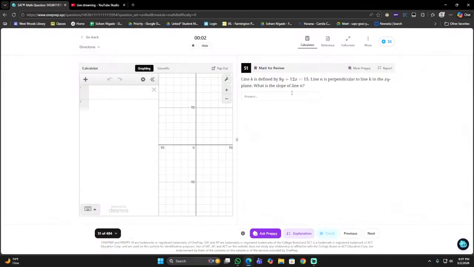All right, perpendicular, dude. We have done these questions so much. This is mental. Minus 12 over 9, 9 over 12, bro. Are we serious right now? We just clipped this without even using a calculator.